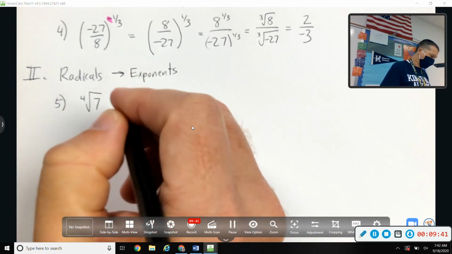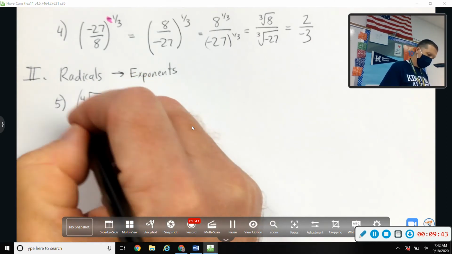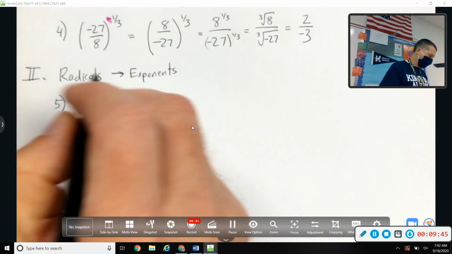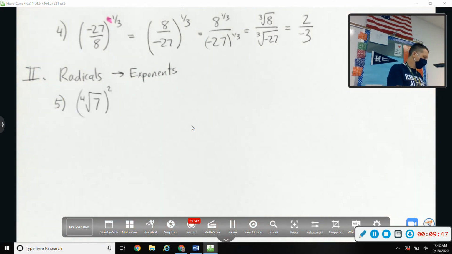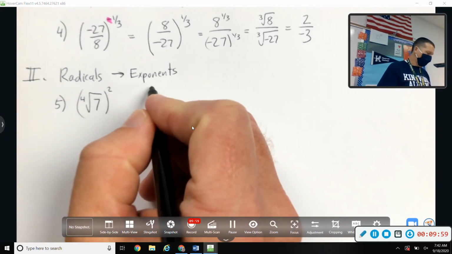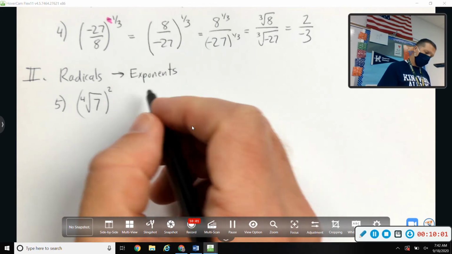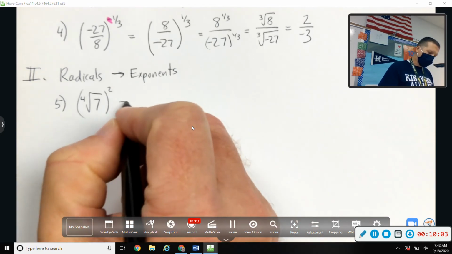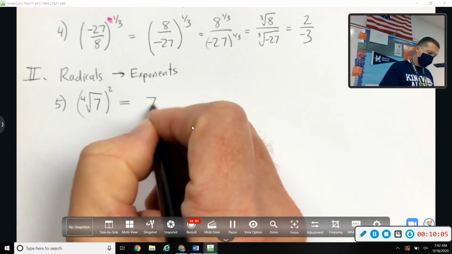The fourth root of 7 squared. Well, it's like, what? I don't know what the fourth root of 7 is. That's not a nice answer. But the instructions are going to say something like, write each expression in exponent form. So let's turn that into an exponent.